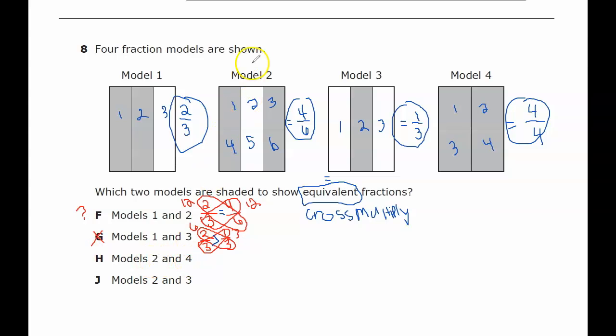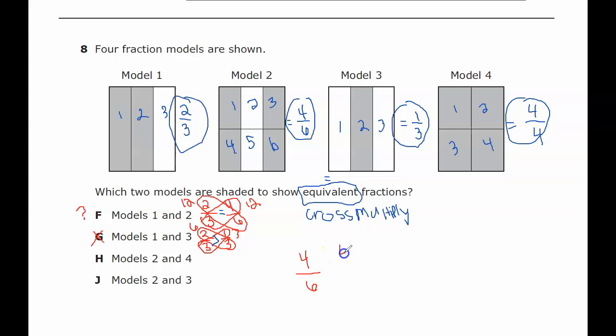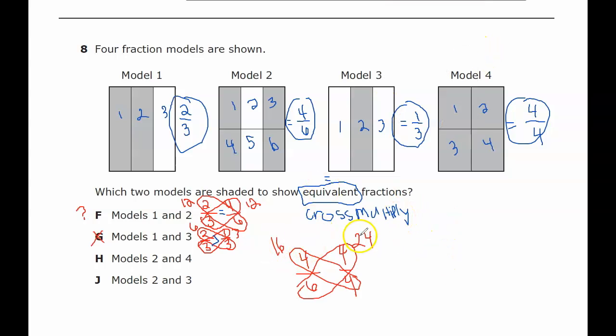Now I have 2 and 4, so model 2 is 4/6 and 4/4. Let's come on here so we have a little more room. 4/6 and 4/4. Okay, 4 times 4 is 16. 6 times 4 is 24. Okay, and I know 16 and 24 are not equal. 24 is greater than 16, so those are not equal either.